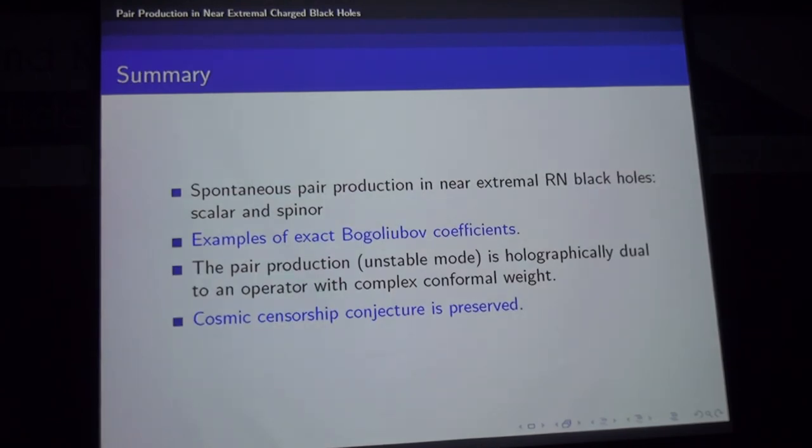Okay, so let's summarize. We consider the simultaneous pair production in the near extremal dyonic black hole, for both the scalar field and the spinor field case. We can exactly get the probability coefficient and also the absorption cross section. Those results can be found in closed form. The pair production is holographically due to an operator with complex conformal weight. The absorption coefficients on both sides match pretty well. And the interesting consequence is that cosmic censorship is preserved during the pair production process. So this is the main result I want to report.